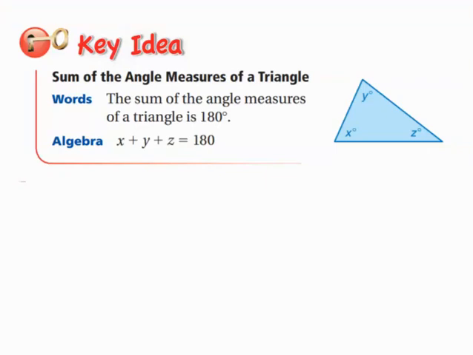So this is a little extension on the triangle lesson that we did before. It is the sum of the angle measures of a triangle, and they add up to 180 degrees. So if we were to add up all of these, it should always equal 180 degrees.